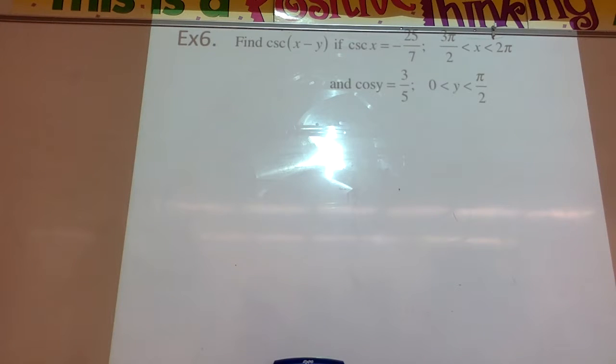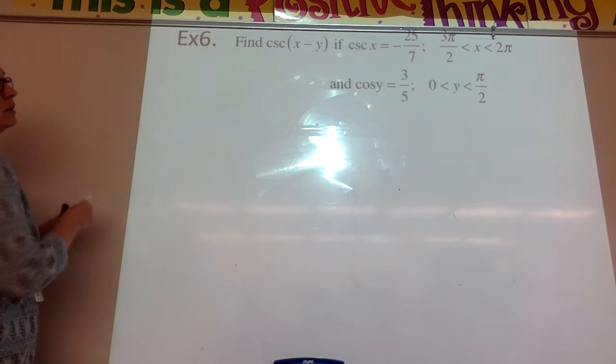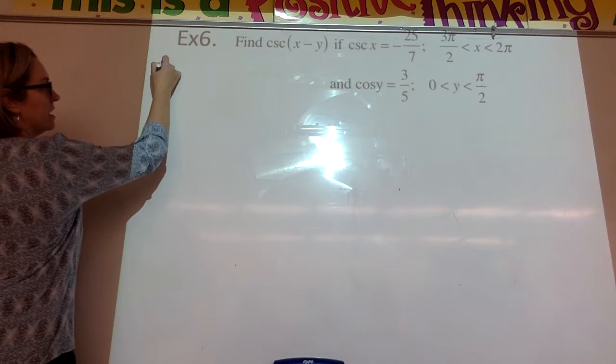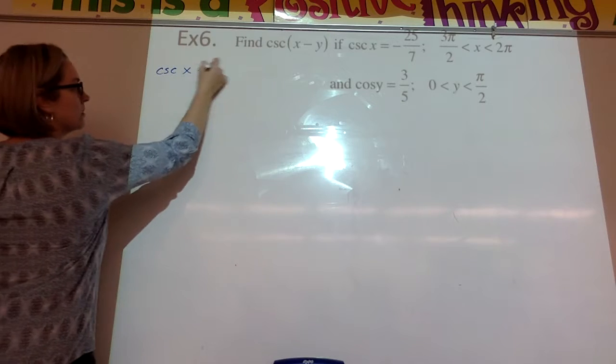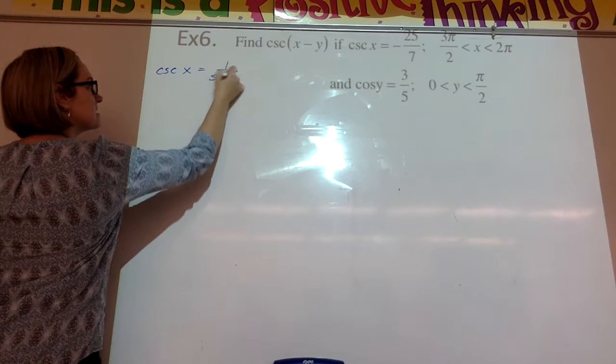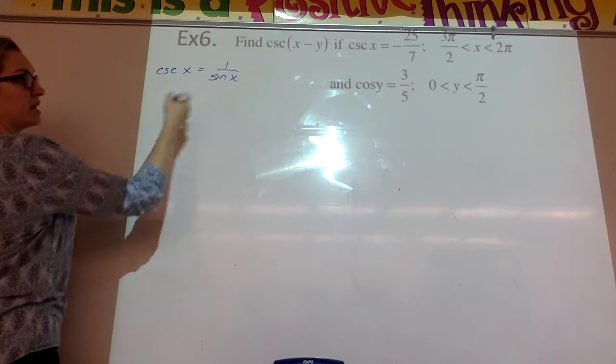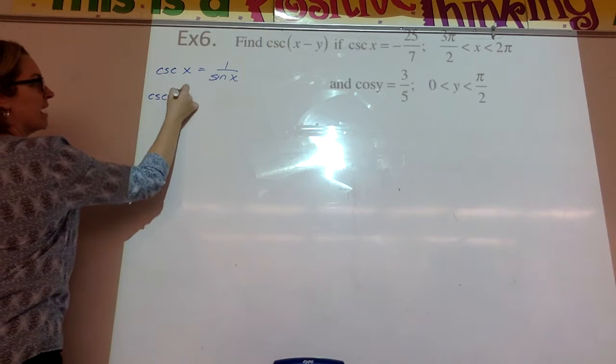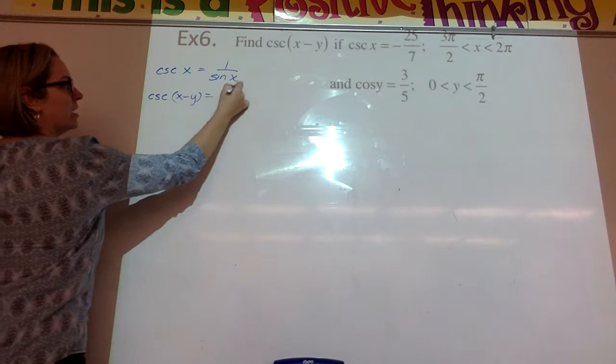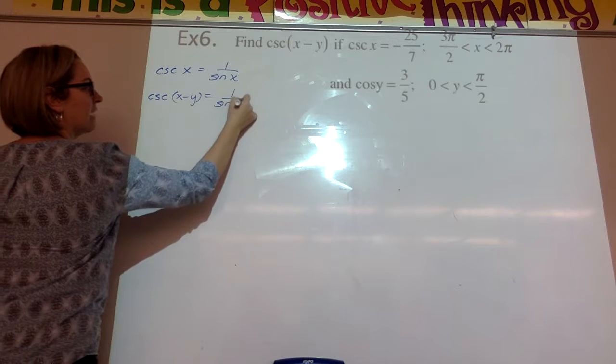All right. We did one like this before. Let me make sure this is up on the screen here fully. Find cosecant of x minus y. Again, we don't have a formula for cosecant. We know that cosecant is going to go back to sine. So from two units ago, we know that the cosecant of x is equal to 1 over the sine of x. So we can expand that and say the cosecant of x minus y is going to equal 1 over the sine of x minus y.